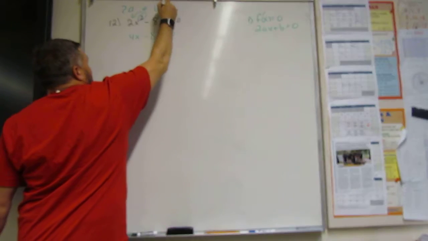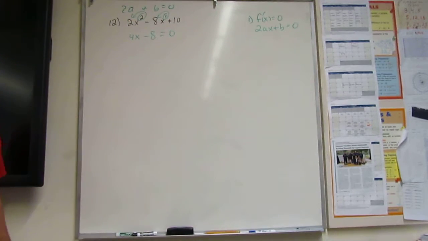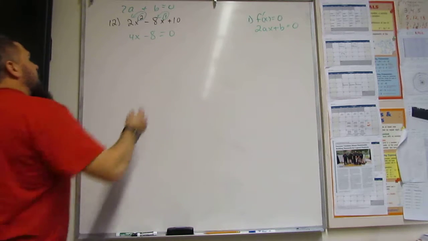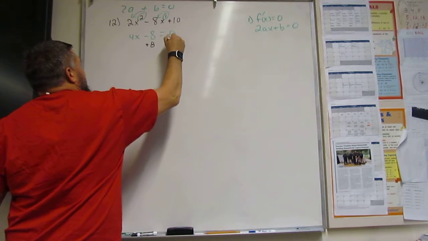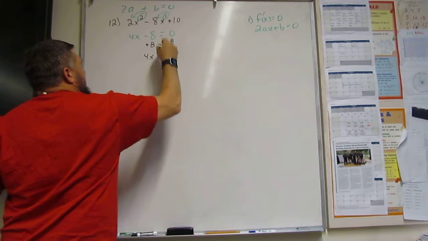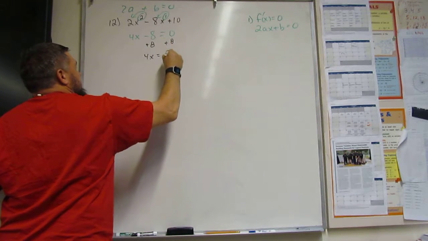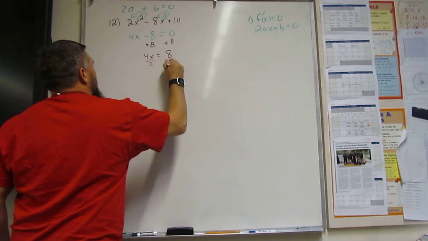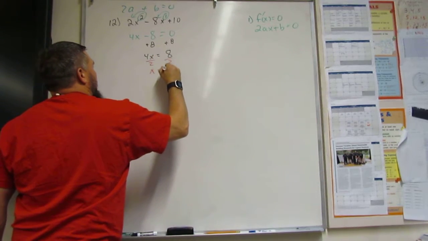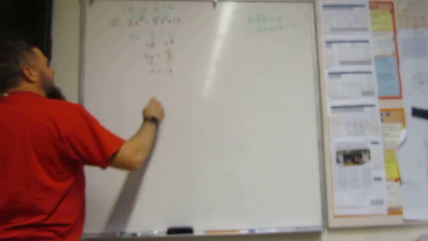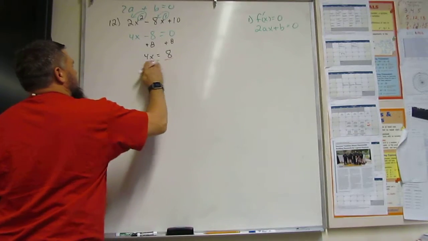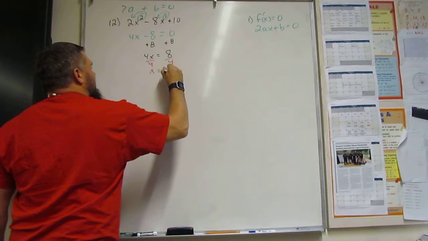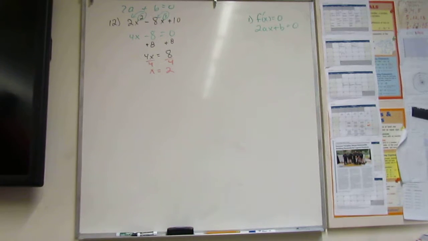2a plus b equals 0. That's up to you. Okay? Now do the math. Plus 8 plus 8. 4x equals 8. Divide by 2. X equals 4. No, why did I divide by 2? That's crazy talk. Divide by 4. X equals 2. Right?